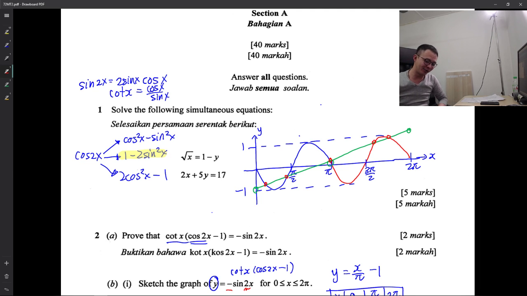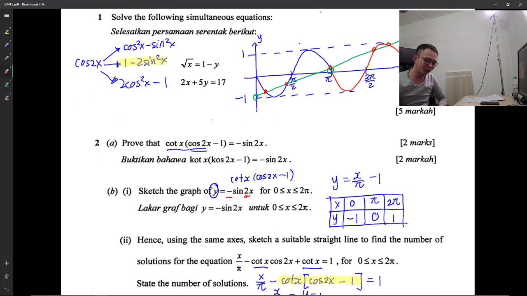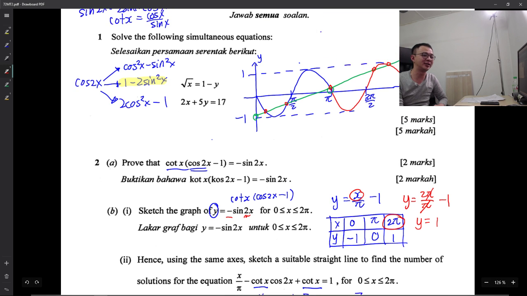But anyway, this is the pattern of the whole graph. How does 2 pi equal 1? Basically, you substitute 2 pi into the x here. Imagine y equals 2 pi over pi minus 1. Pi and pi simplify, you will get 2 minus 1, right? You get 1. So basically, you just substitute your x, then you will easily get the value.